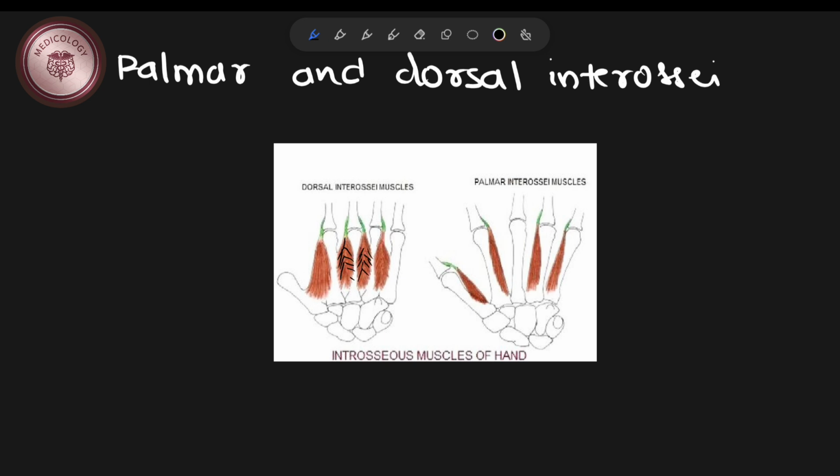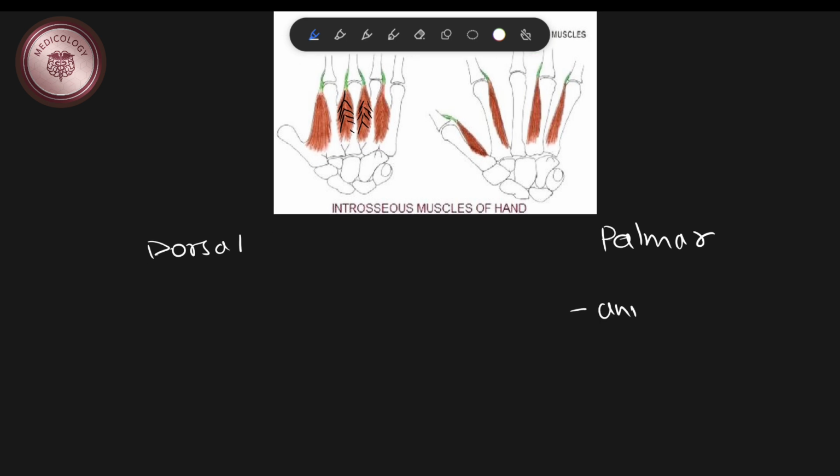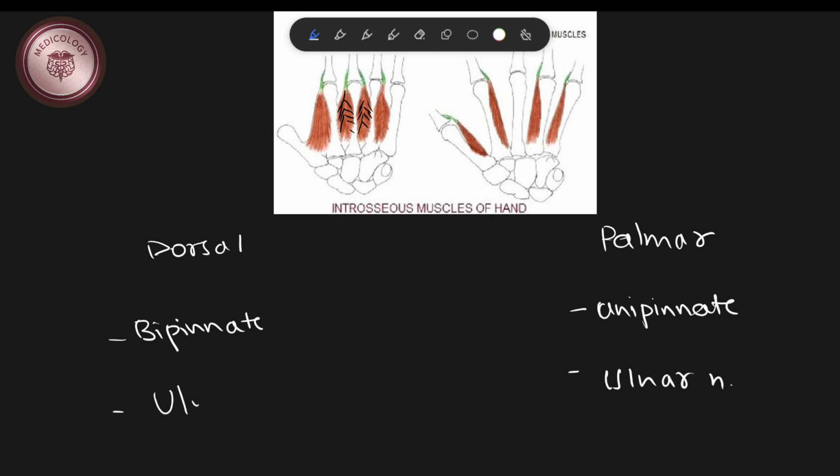Let's write the difference between them. Palmar is unipinnate, and dorsal is bipinnate. And there is a golden rule for the dorsal and palmar interossei: all interosseous muscles of the hand are supplied by the ulnar nerve, whether palmar or dorsal.